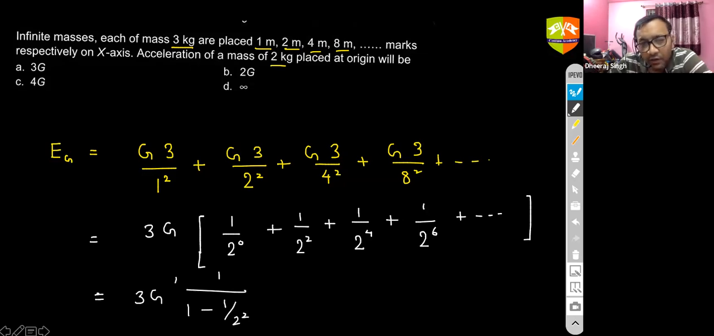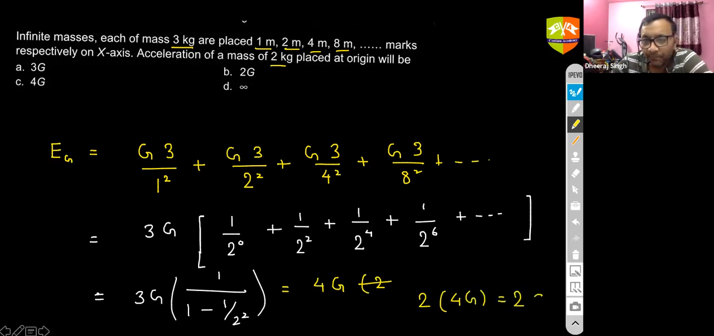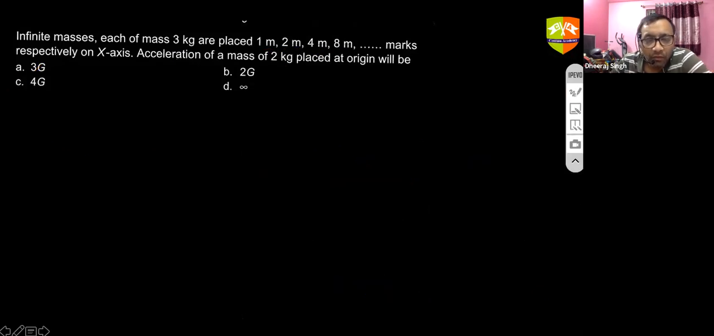This is your field. How much does it come out to? The field is 4G. Field into mass is the force, so 2 × 4G is the force. This is equal to mass times acceleration, so acceleration is 4G only. Field is the acceleration, because field is force per unit mass, which is also acceleration if that is the only force acting. Do this.